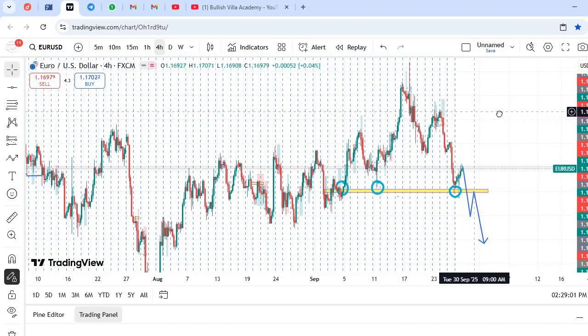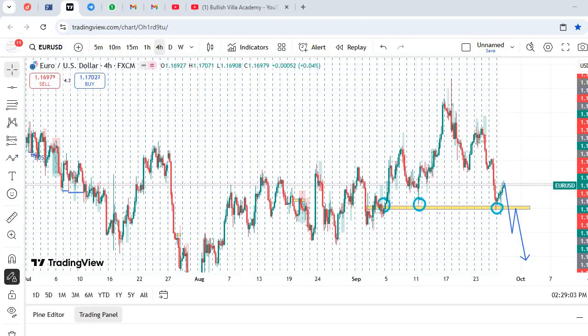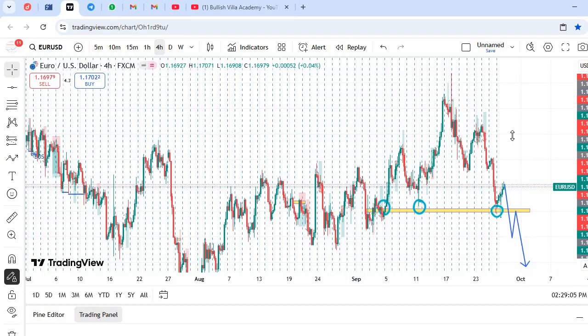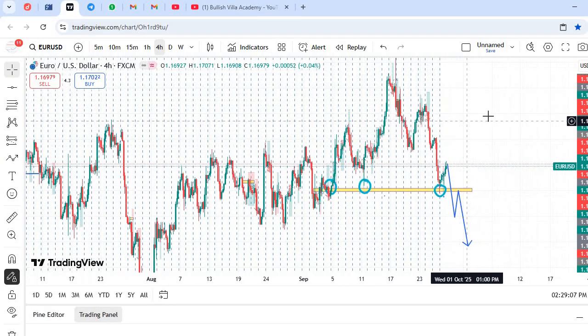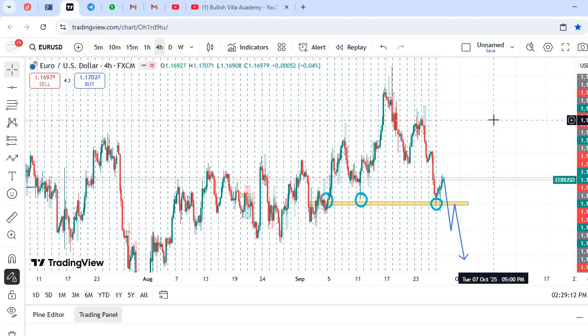Alright, so this is my analysis for EURUSD. I'm going to keep my fingers crossed till tomorrow, by the grace of God. We'll see how the price plays, then we can follow the price.